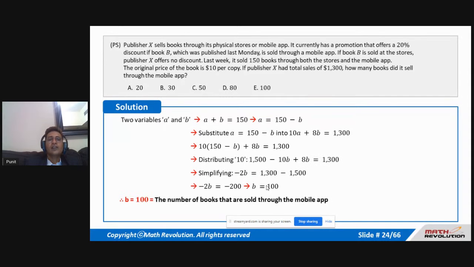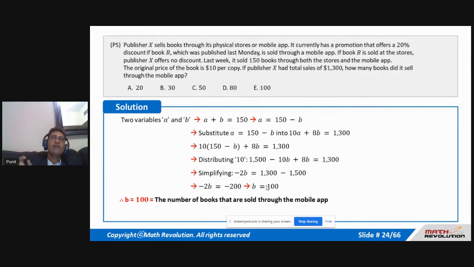Now what we are left with is simple substitutions and rearranging. We have A plus B equals 150, so we can get a value of A. If we substitute that value of A into the final equation, 10A plus 8B equals 1,300, we'll get the value of B. Once we get the value of B, that is what we have been looking for: how many books did it sell through the mobile app?